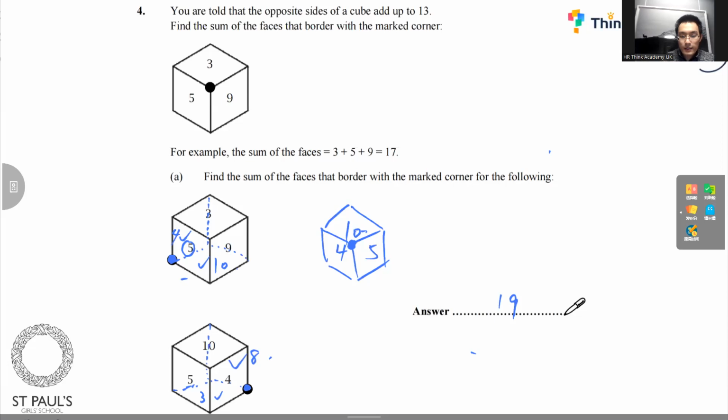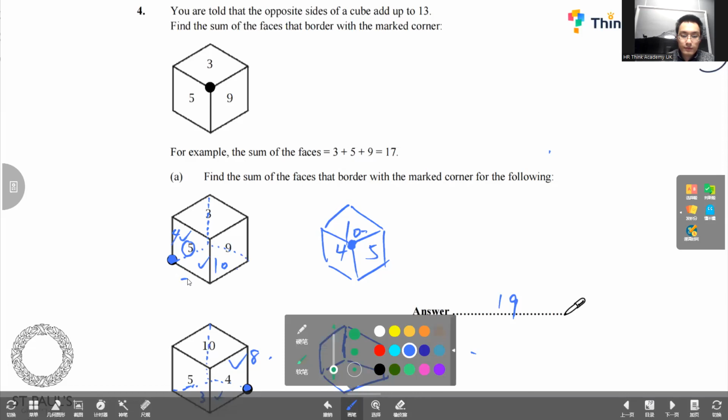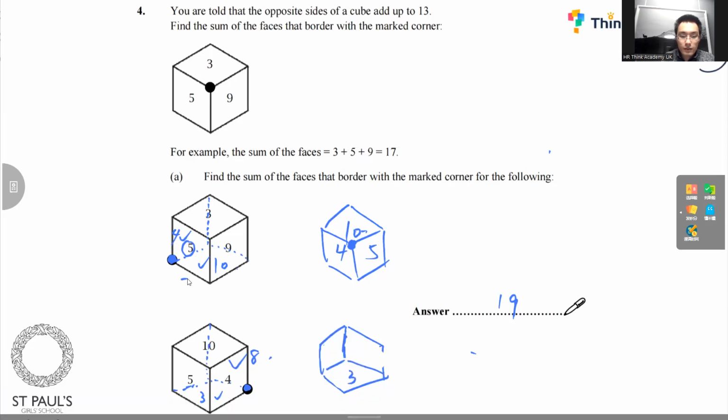Okay. So the 3 sides this time will be 4, 8, and then 3. Sorry, it should be 3 at the bottom, so I should probably change my drawing to something that looks like this. Right, that's much better. This is 3, this is 4, and this is 8. And the answer is 3 plus 4 plus 8, which is 7 plus 8, so the answer is 15.